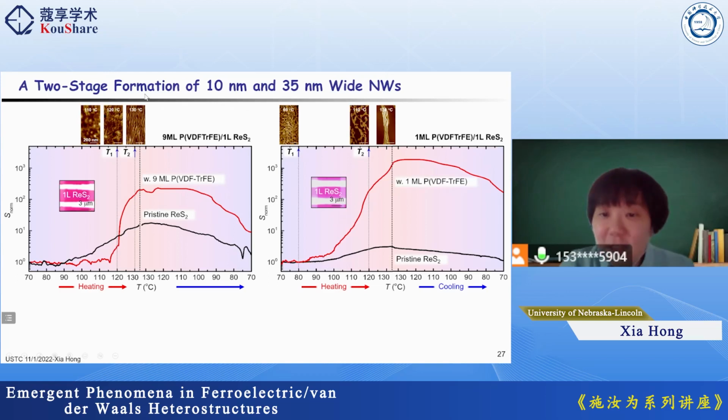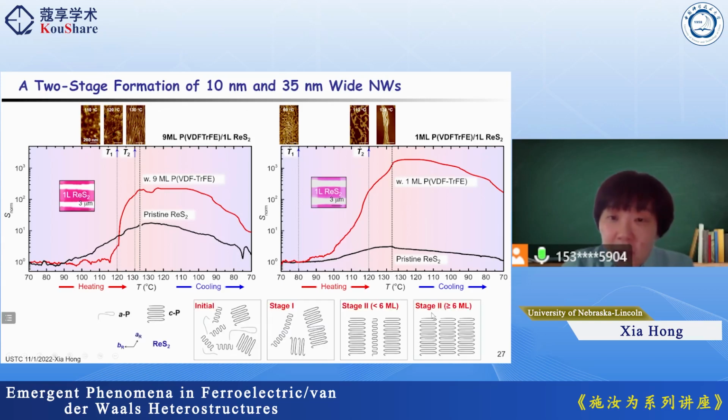We can see that the texture structure happens actually as early as 60 degrees C, and the field effect is much larger, showing that the monolayer PVDF nanowire actually has a much higher crystallinity. So we basically can conclude that we have a two-stage process for forming the nanowire.